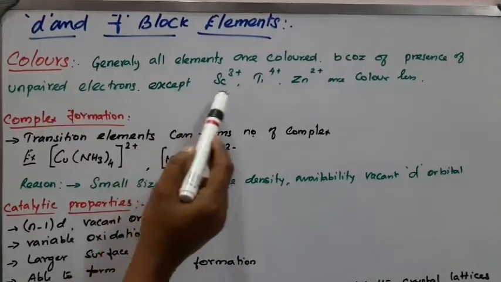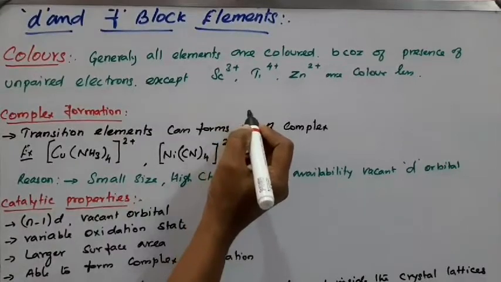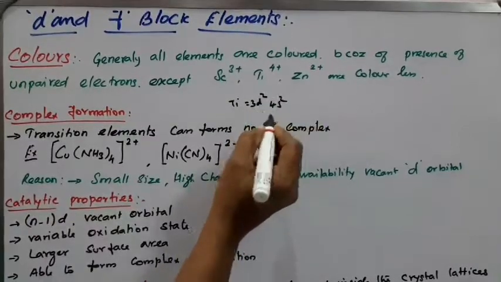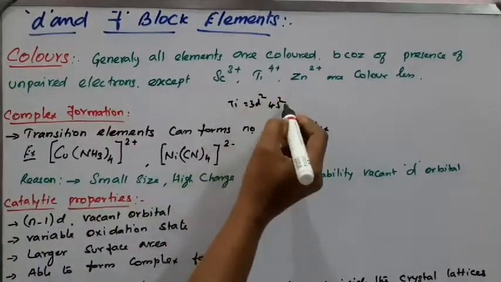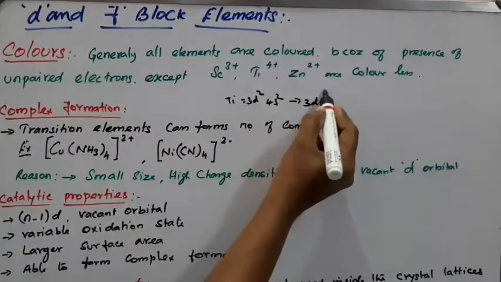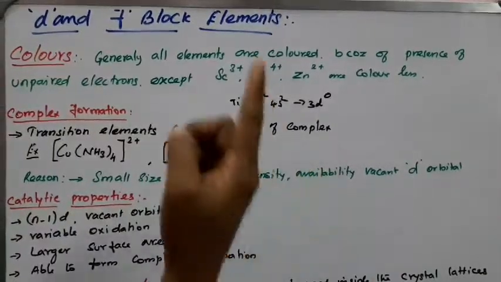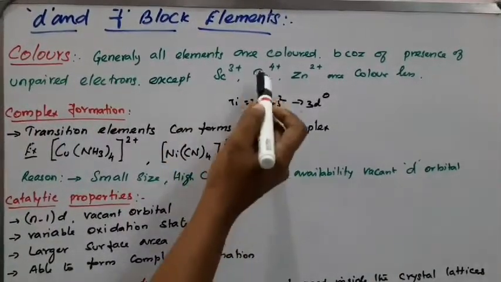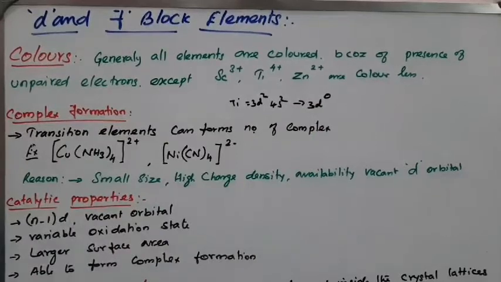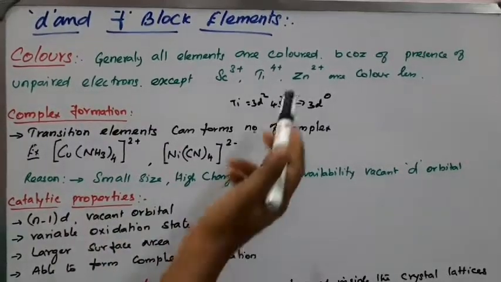Except in the 3d series, scandium 3 plus, titanium 4 plus and zinc 2 plus. Titanium has atomic number 22, so titanium is 3d2 4s2. For 4 plus, we have to remove 2 electrons from the s orbital and 2 electrons from the d orbitals, so it attains 3d0, which means there are no unpaired electrons. If no unpaired electron is present, no d-d transition takes place. So titanium 4 plus is colorless. And zinc 2 plus also, on removal of 2 electrons, attains a stable form, there is no d-d transition, and it is colorless or white in color.